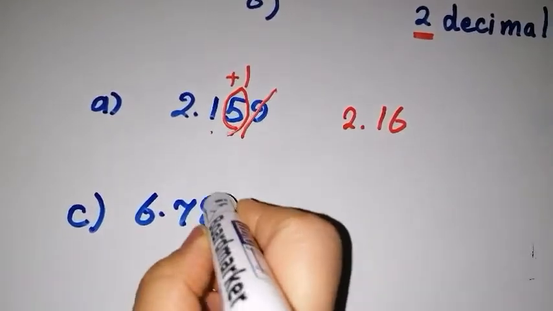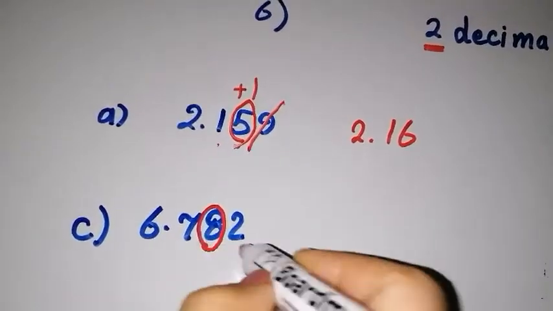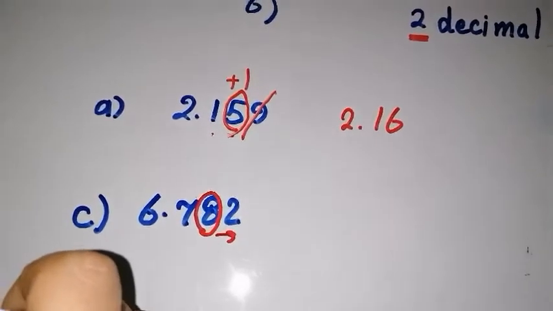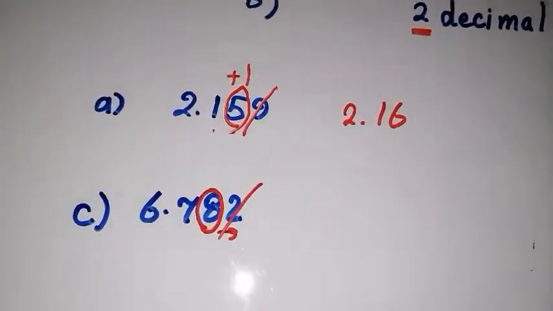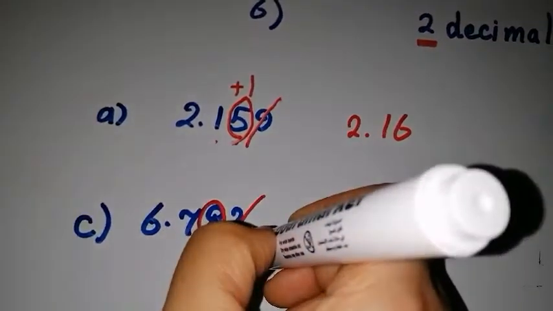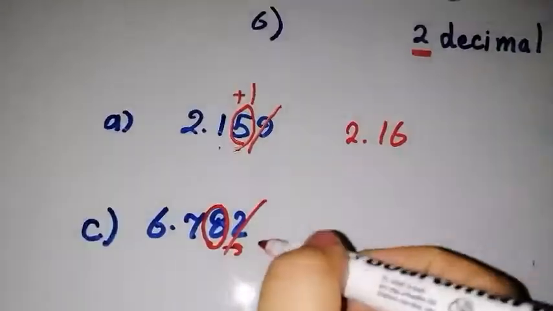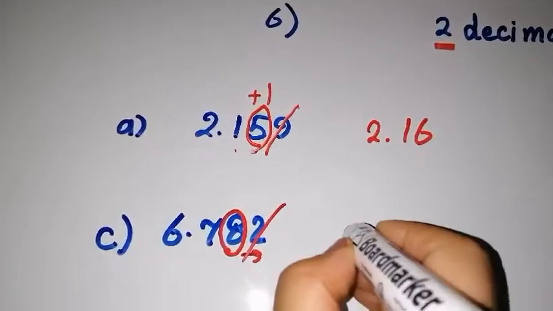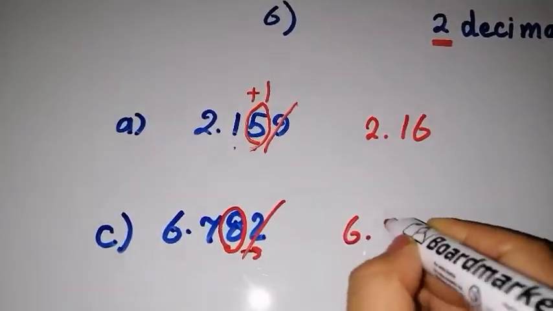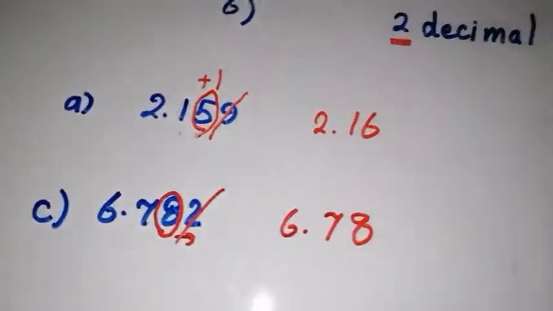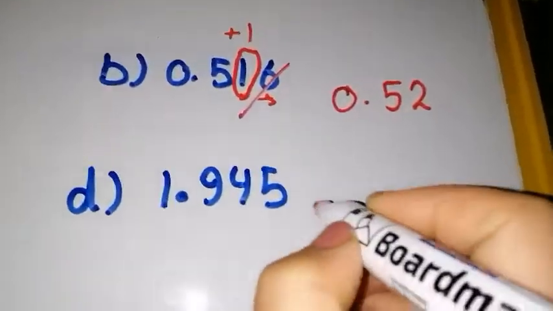Circle the number, second decimal place. Look next door. 5 or more? No, it's not 5 or more. 4 or less? Yes, so just ignore. Numbers on the right, 0 is the same. Numbers on the left just stay the same. So I am going to write the number now, 6.78. That's the number.